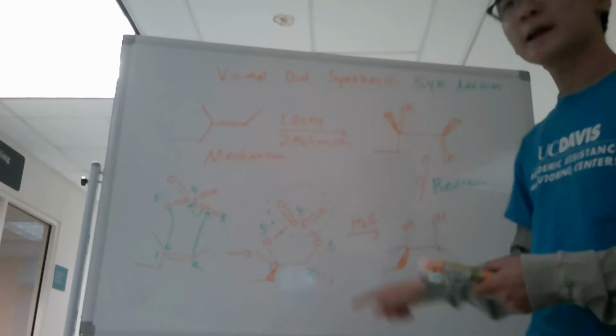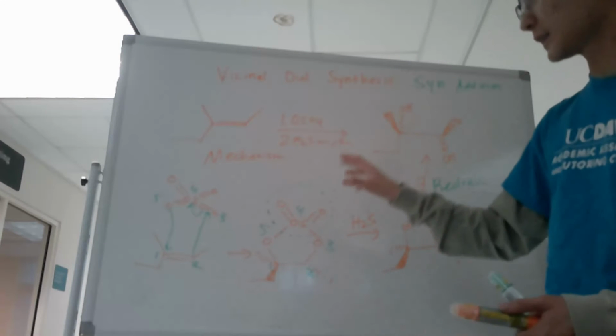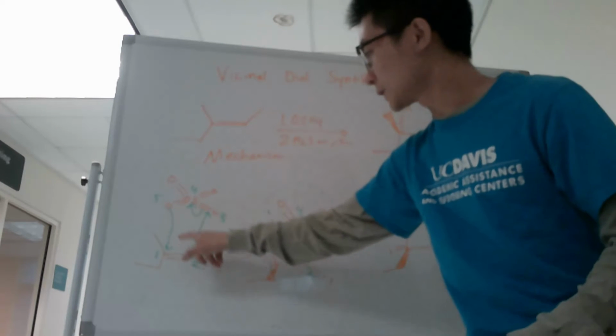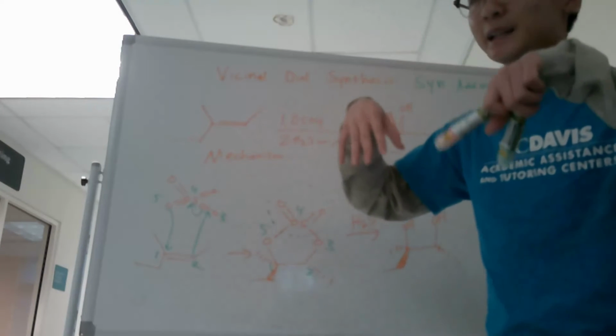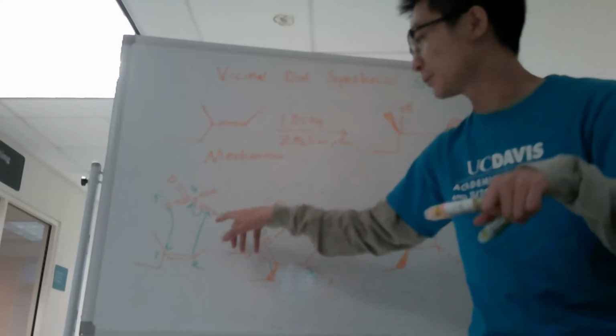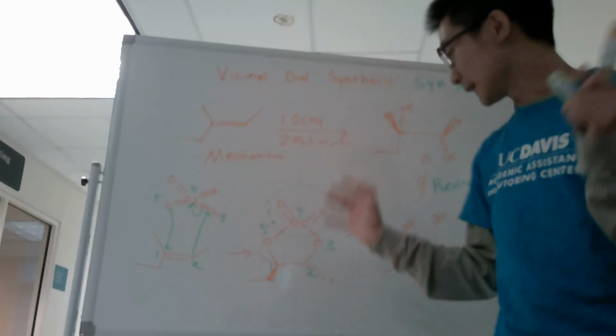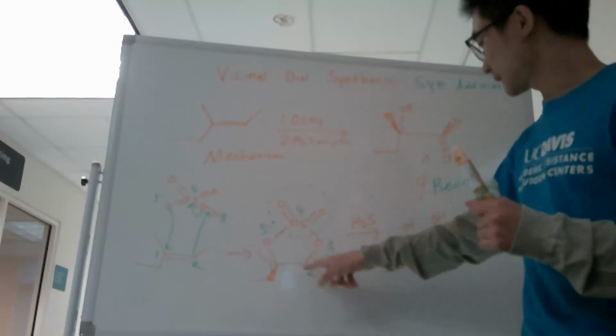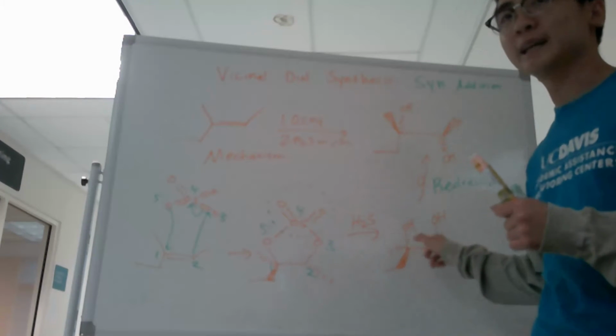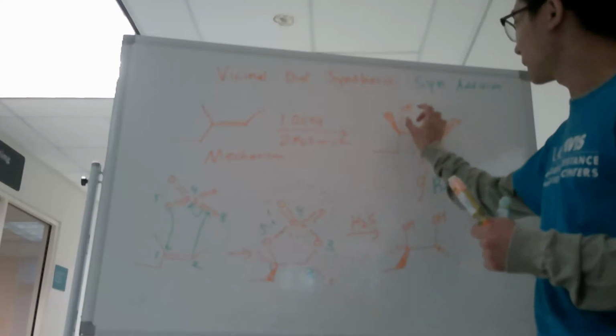And you see how this is a syn addition, because the oxygens were added on the same side in the mechanism, in this concerted step right here. The two oxygens were added on the same side, and that's why it's a syn addition, because we have the alcohols on the same side. And then I just redrew it here. It could be dashes or wedges.